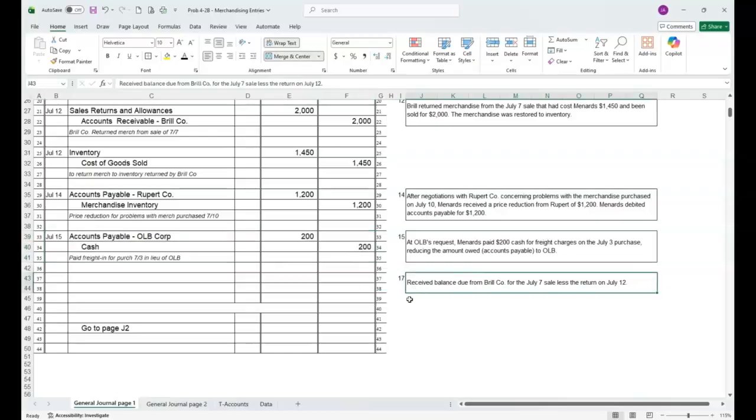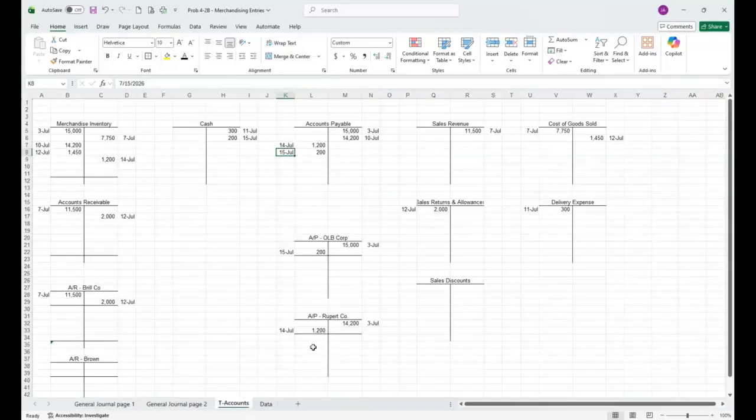We received the balance due from Brill Company on July the 7th for the July the 7th sale, less the return on July the 12th. So the best way to do this is go to the T account for Brill Company. Since we've been recording the transactions as we went, we can get the balance in the Brill Company account here. The balance is $9,500. Of course, it's a debit balance. It always will be for an asset.